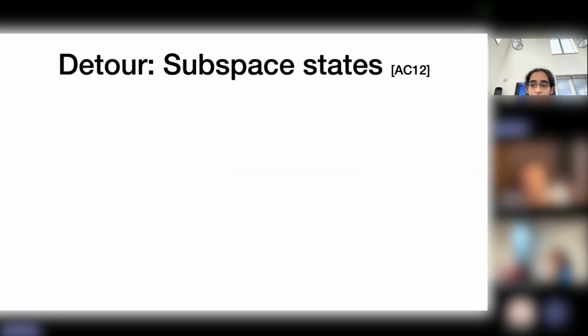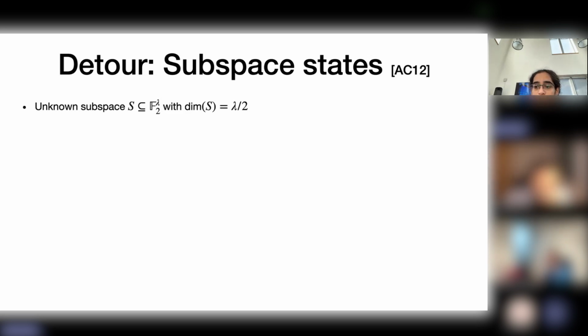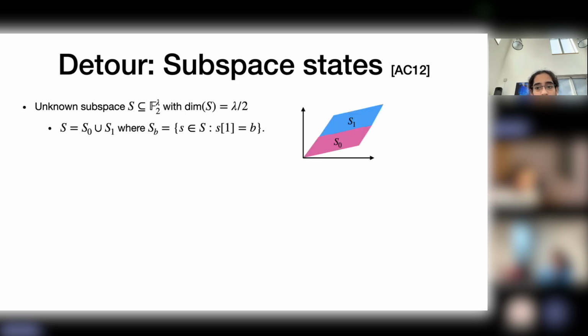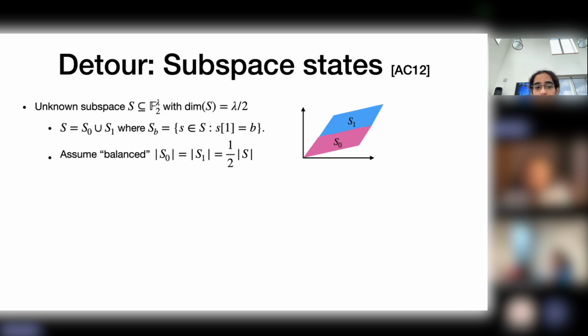Subspace states were first introduced by Scott and Christiano in the context of, I think, quantum money, or maybe copy protection. The idea is that there's an unknown subspace S in ambient dimension F2 to the lambda, and the dimension of this unknown subspace is half the total dimension, so lambda over 2. Let's further assume that you can partition this subspace into two halves, S0 and S1. S0 contains all the vectors whose first coordinate is 0, and S1 contains all the vectors whose first coordinate is 1. For simplicity, let's assume the subspace is balanced, so these two cosets have the same size.